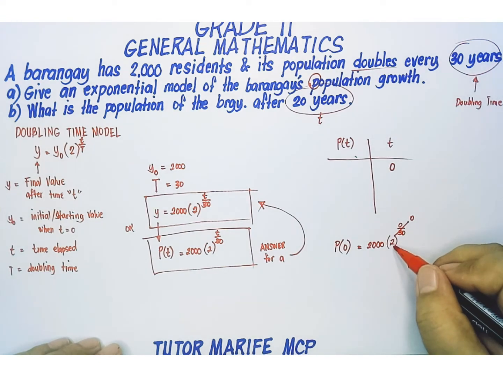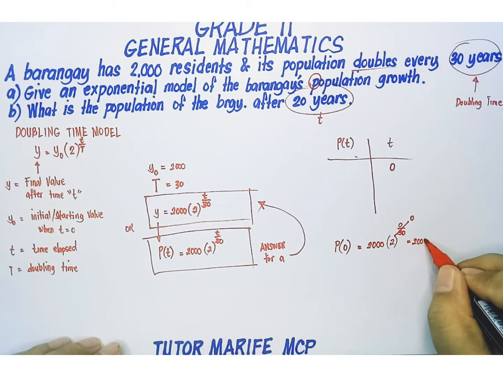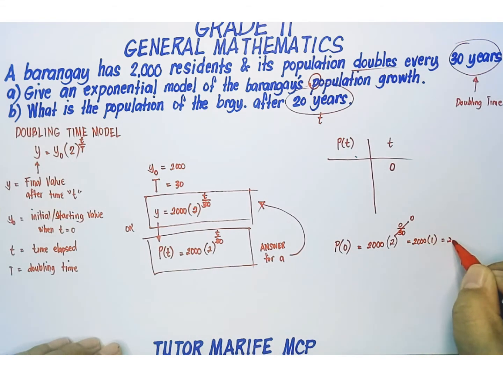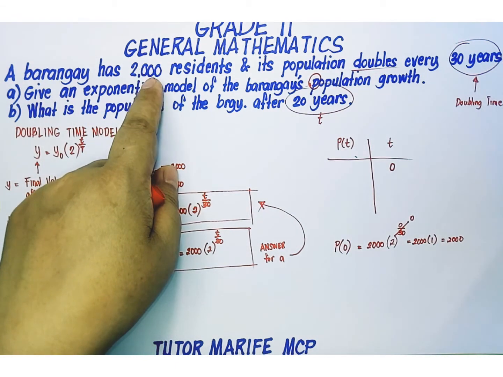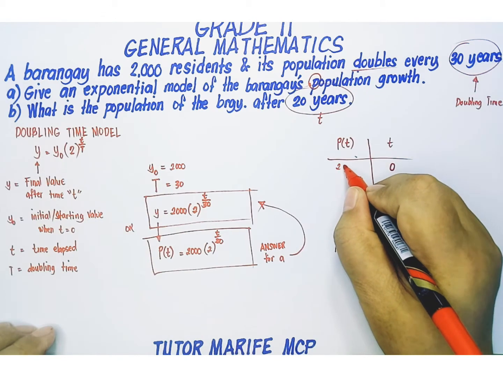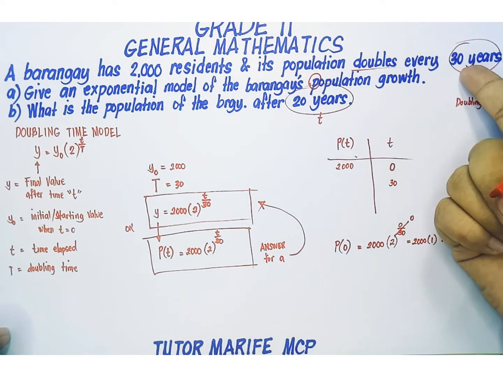And by the zero exponent law, 2 raised to 0 is 1. So this becomes 2,000 times 1 and it's equal to 2,000. This makes sense, di ba? Kasi when time is 0, wala pang growth. So ang population is the starting quantity, the starting value that is 2,000. So this is 2,000. When t is 30, so that means lumipas na ang 30 years, what do you expect?